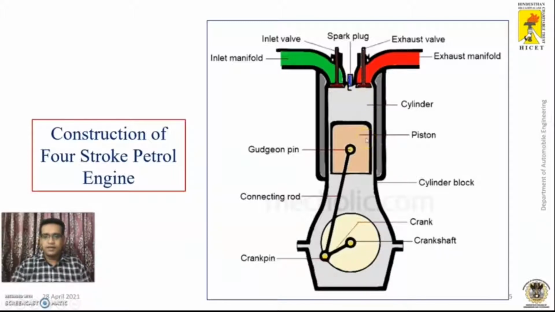This is the piston. The piston will move upward and downward through this cylinder. In this construction, the gudgeon pin has to be positioned at the exact center of the piston. This is the connecting rod. This is the crank pin. This is the crank, and this is the crankshaft.